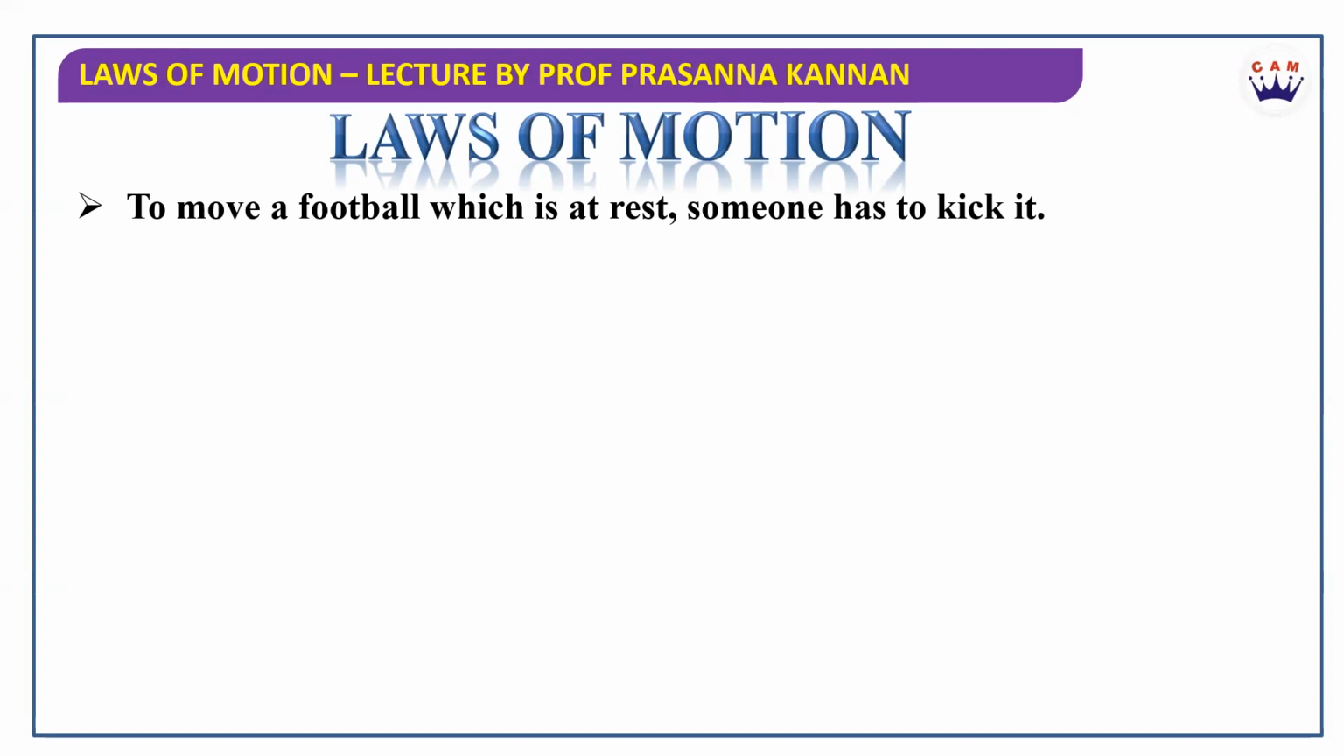If a body is already moving with uniform velocity, what is uniform velocity? Quick. What is uniform velocity? That's all. Velocity does not change. If a body is moving with uniform velocity, then unless an external force is applied, the body cannot be stopped. Probably you will not realize it.